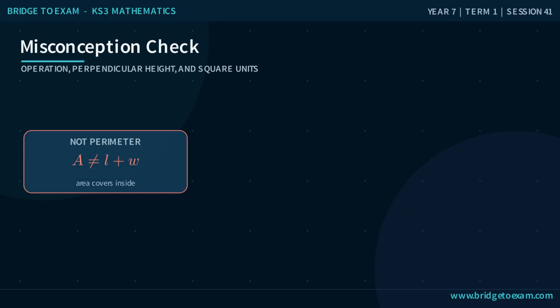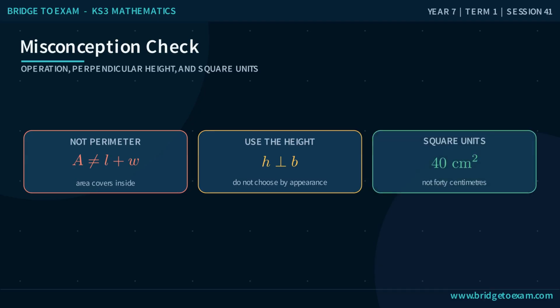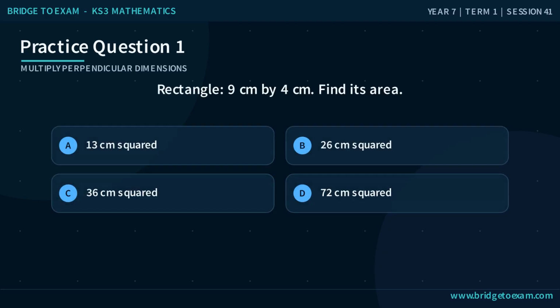Don't use length plus width. That contributes to perimeter, not area. Don't use a triangle's sloping side as height unless it is perpendicular to the chosen base. And don't write centimeters alone. Area requires square units. Practice question 1.